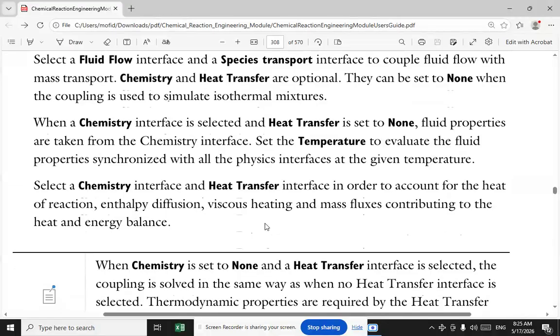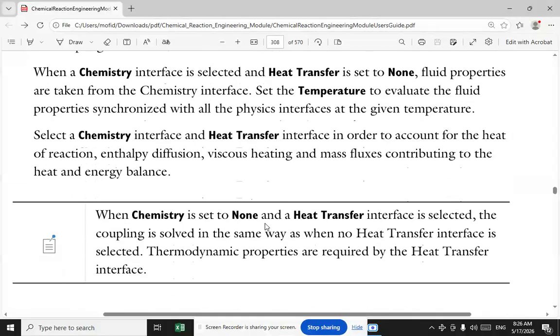Select a fluid interface and a species transport interface to couple fluid flow with mass transport. Chemistry and heat transfer are optional. They can be set to none when the coupling is used to simulate isothermal mixtures. When a chemistry interface is selected and heat transfer is set to none, fluid properties are taken from the chemistry interface. Set the temperature to evaluate the fluid properties, synchronized with all physics interfaces at the given temperature.